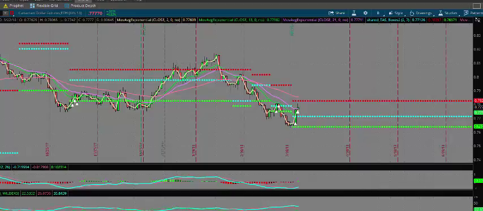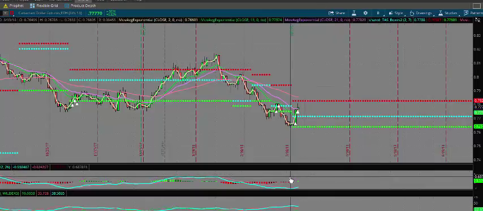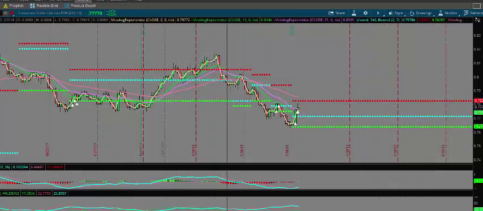Today we're taking a look at the Canadian dollar futures, symbol 6CM8. That's the June contract. ETF and equity traders can look at FXC, that's the CurrencyShares ETF. And we're looking at a potential long trade to the upside here on the Canadian dollar.